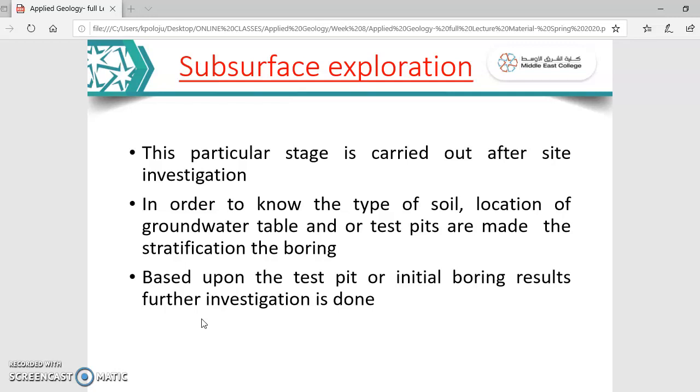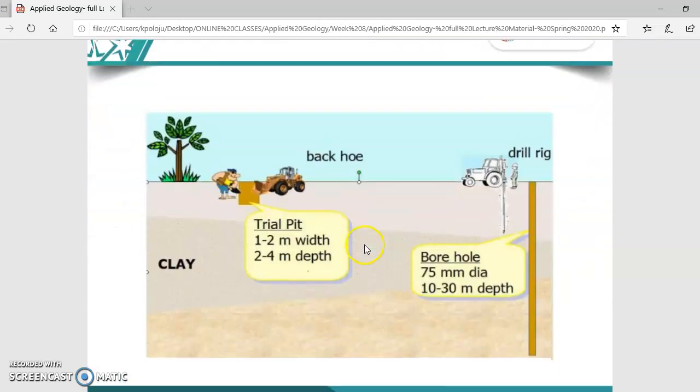As we know, before starting any project, it is mandatory to conduct ground investigation or site investigation. As part of this investigation, subsurface exploration has to be carried out. If you see here, the trial pit and this is the drill rig. For the borehole, it should be a minimum 75 mm diameter and 10 to 30 meters depth. And for the trial pit, 1 to 2 meter width and 2 to 4 meter depth.